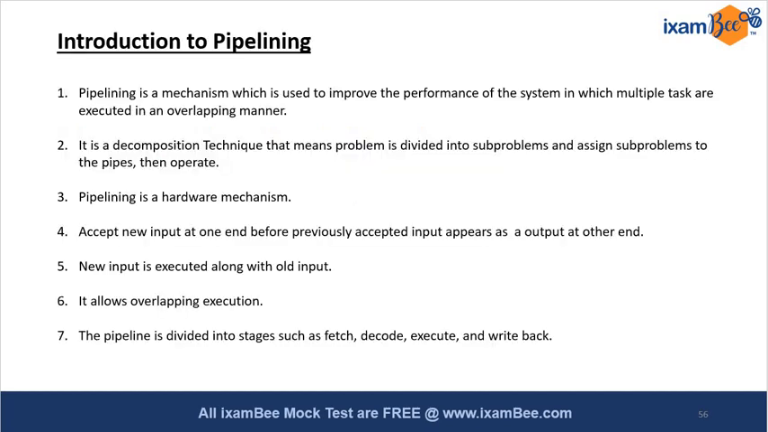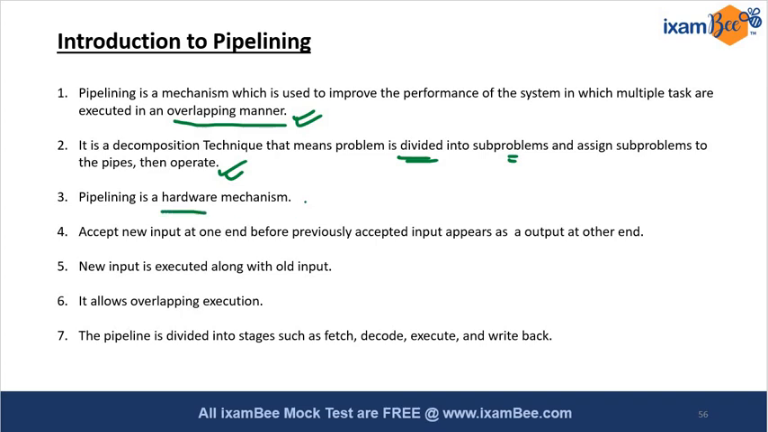So let's understand the introduction to pipelining. Pipelining is a mechanism which is used to improve the performance of the system, in which multiple tasks are executed in an overlapping manner. So pipelining is related to the overlapping thing. In the system we are going to have multiple tasks and all of these work in an overlapping manner. It is a decomposition technique, which means the problem is divided into sub-problems and these sub-problems are assigned to the pipes and then they operate.